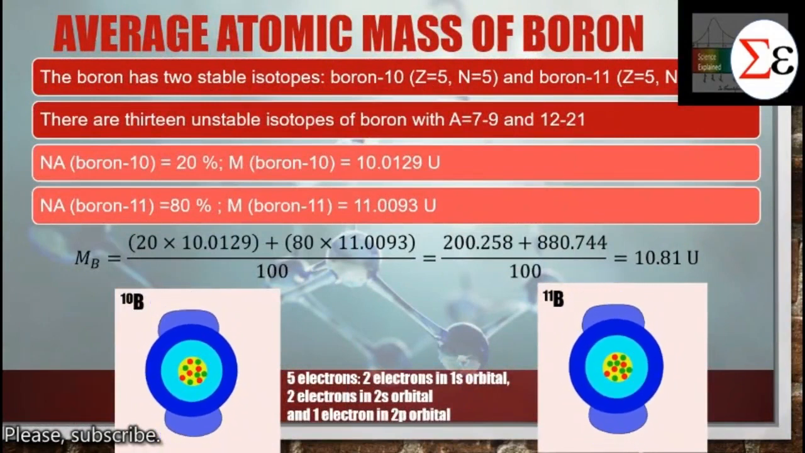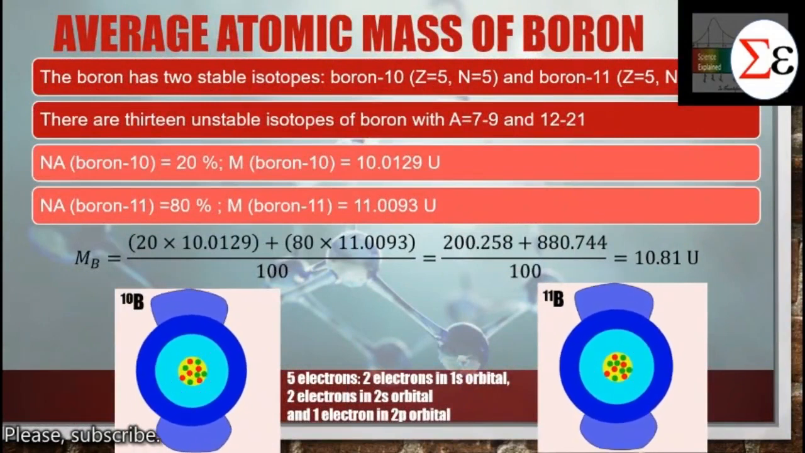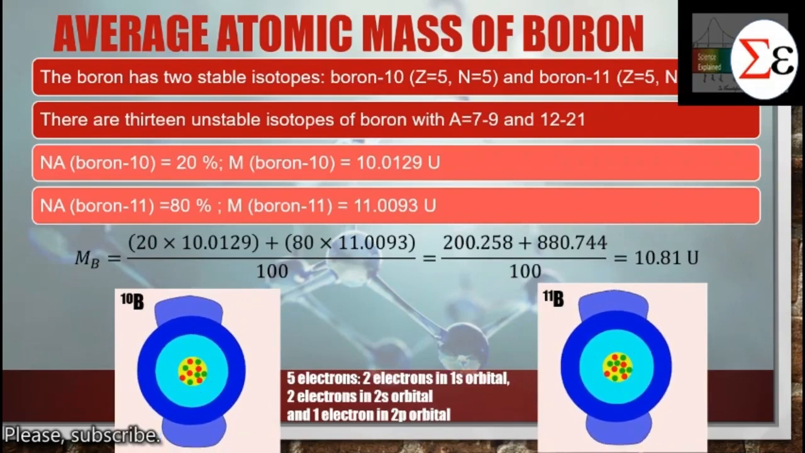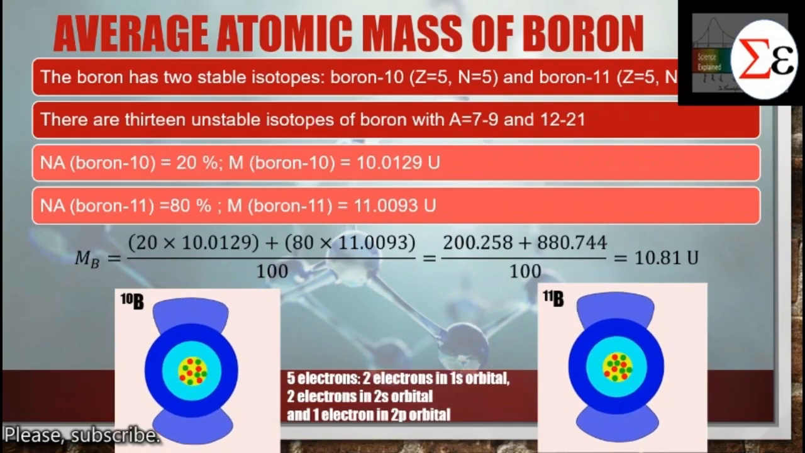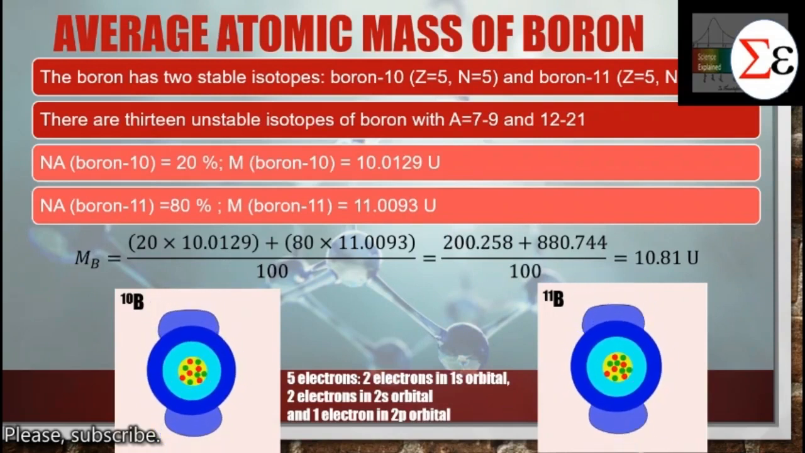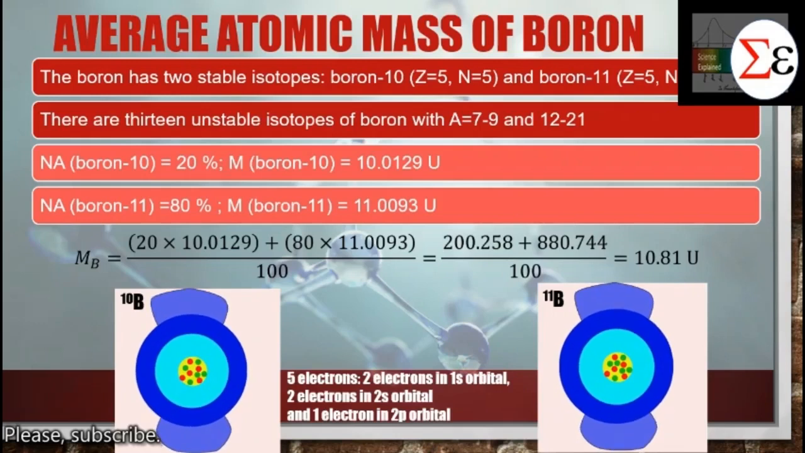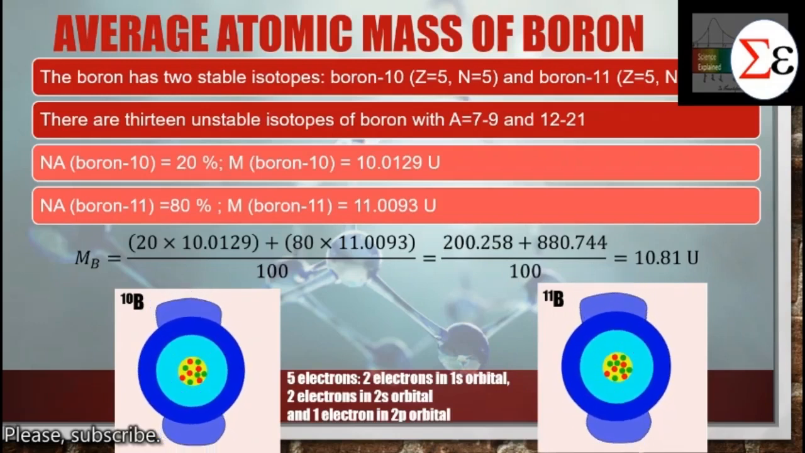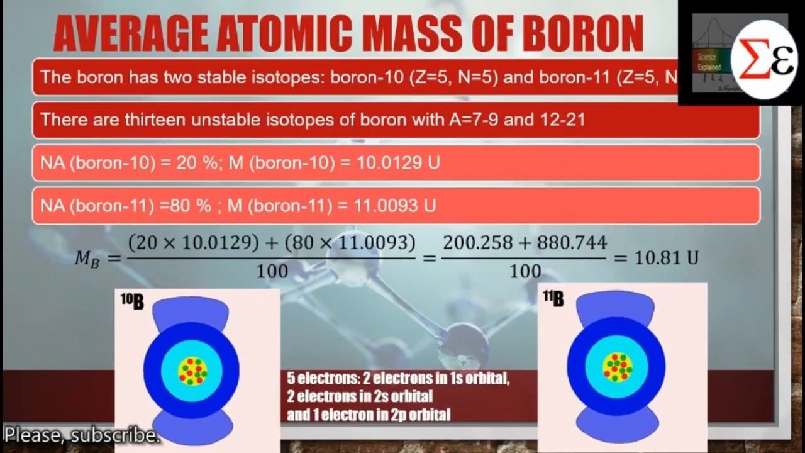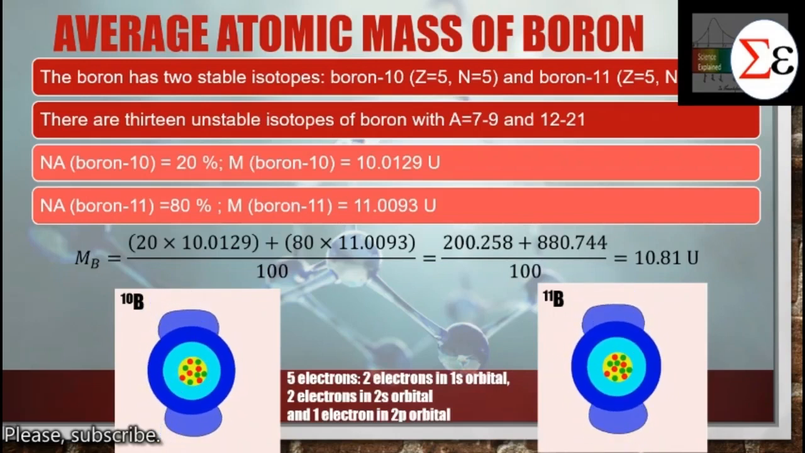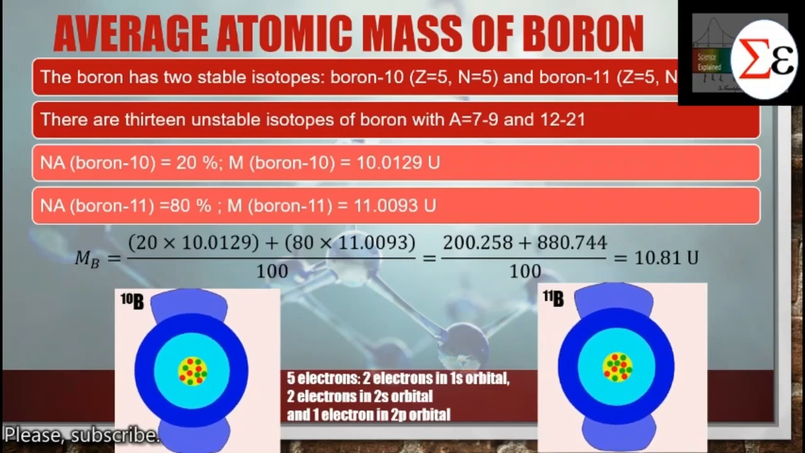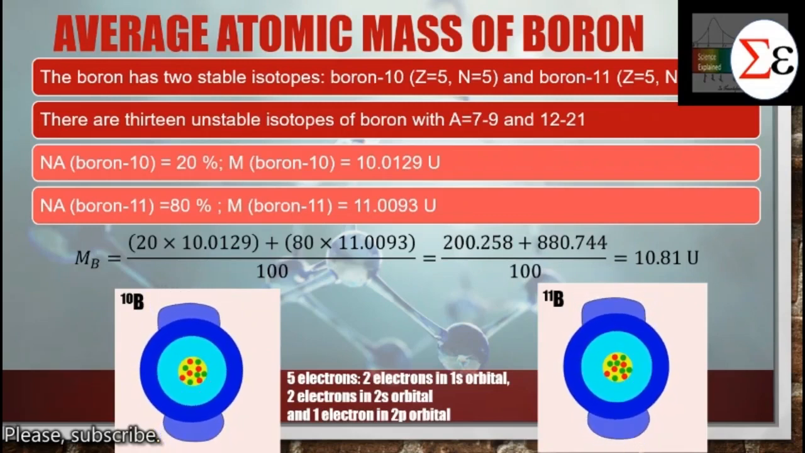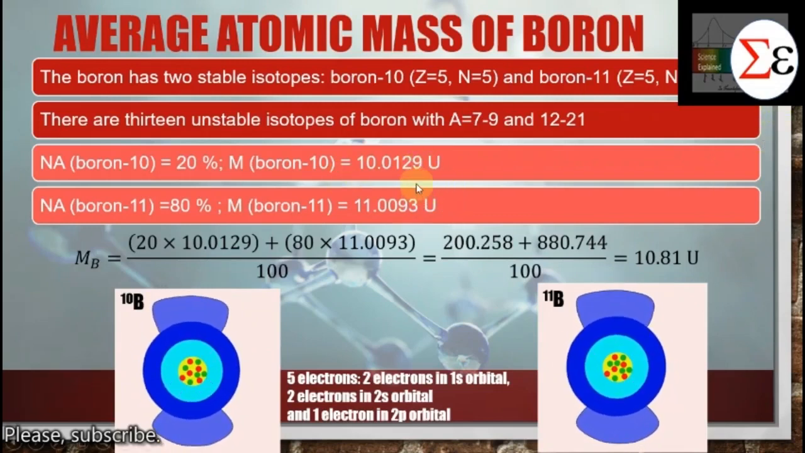The boron has 2 stable isotopes, boron-10, where Z is 5, N is 5, and boron-11, N is 6. But there are 13 unstable isotopes of boron, with A ranging from 7 to 9 and from 12 to 21. The natural abundance of boron-10 is 20% and of boron-11 is 80%. Both of them are the stable isotopes of boron.